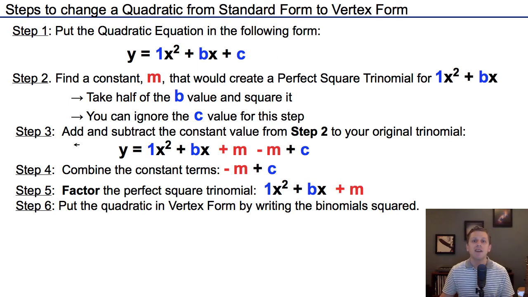In step 3, you're going to take that value of m from step 2 and add it and subtract it to your trinomial. In step 4, you'll combine the constant terms and factor the perfect square trinomial you created. In step 5, finally you'll have this in vertex form by just writing the binomial squared. Let's look at an example of this to bring it all together.